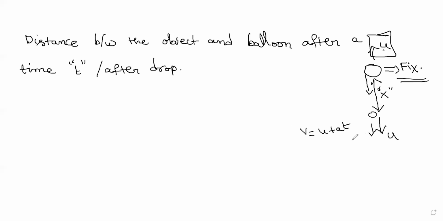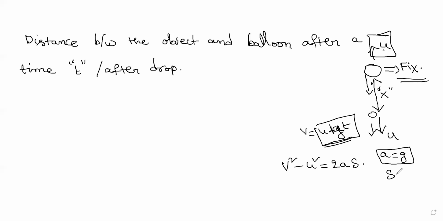So u is there, in fact u plus gt type. V is equal to u plus gt after a time of t. And now you know this v is equal to u plus gt downwards. And now you can use v square minus u square equal to 2as to calculate this. Okay, so here a is g because we are moving downwards itself.